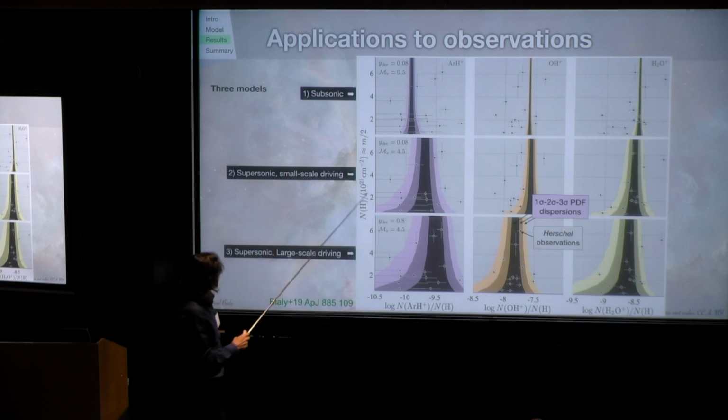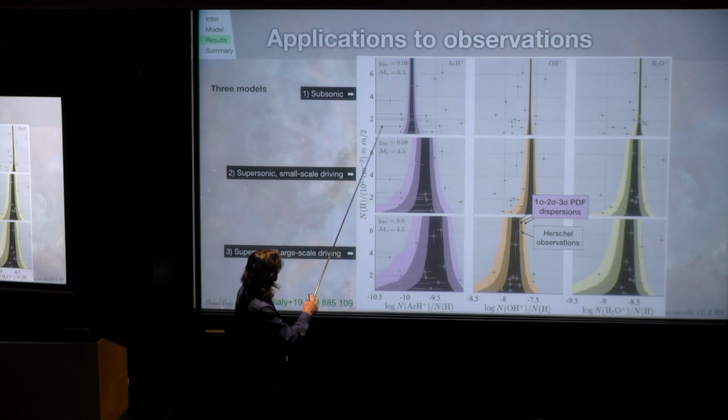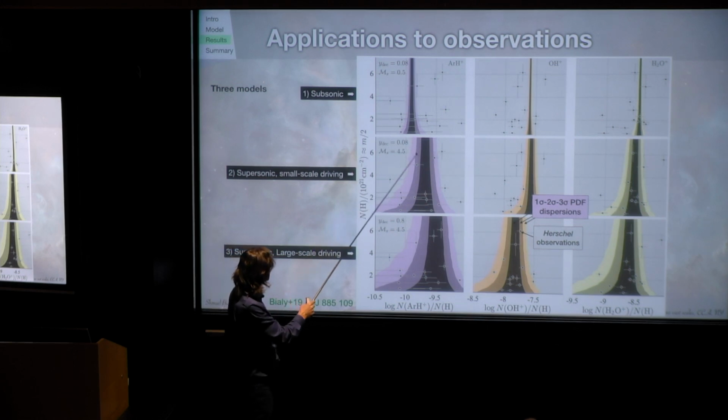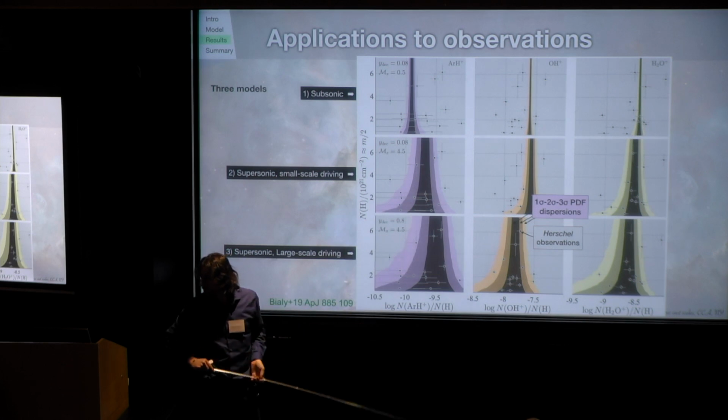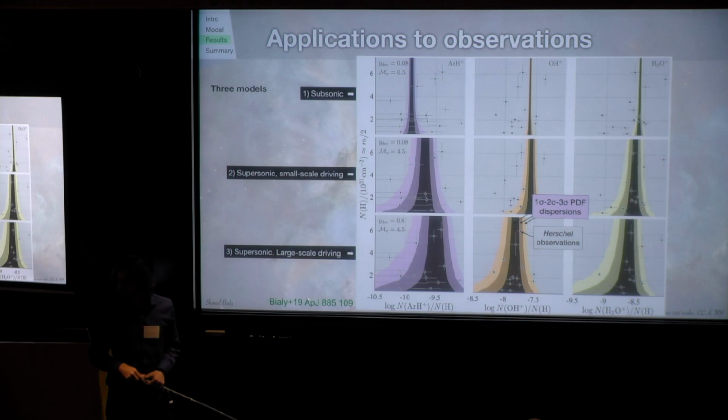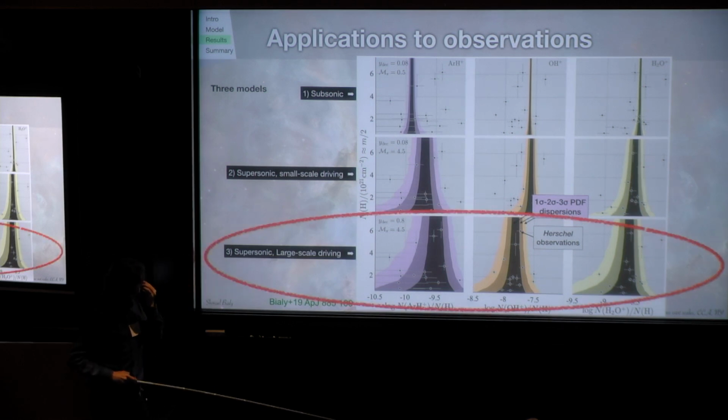What we can see clearly is that in the subsonic case, the observations have a much larger dispersion than what is predicted by theory if we take the subsonic simulation. As we increase the Mach number from subsonic to supersonic, the PDF becomes wider, but still not wide enough. To really explain the large dispersion seen in the observations, we need not only supersonic, but also large-scale turbulence driving. This is the one that best matches the observations. Still, it's not a perfect match.